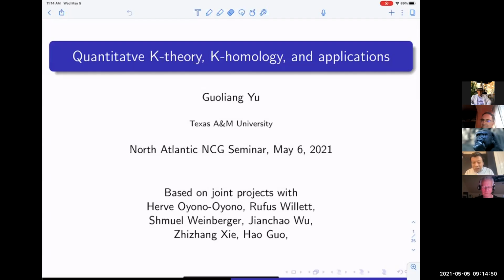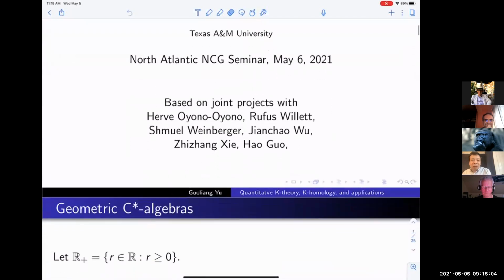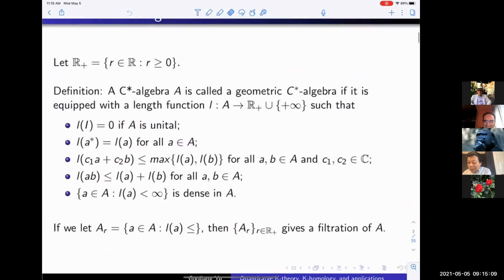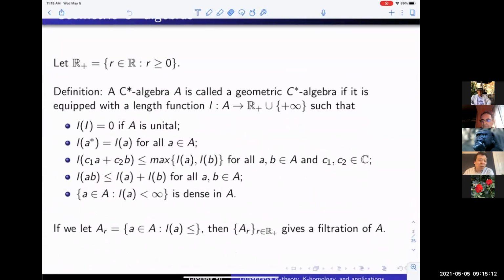Okay, so I will explain the basic idea of so-called quantitative K-theory, K-homology, and some of the applications. I will start with quantitative K-theory. And in order to define or make sense out of quantitative K-theory, I need a geometric structure on the C*-algebra.